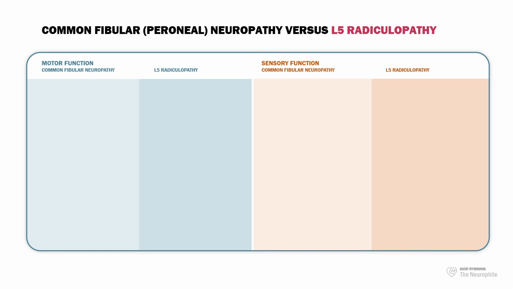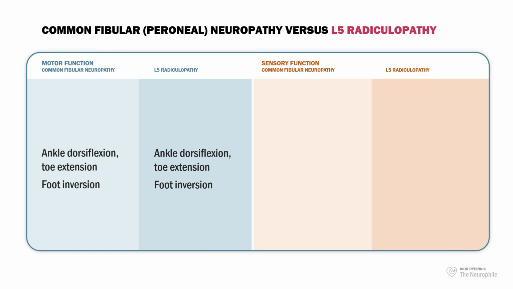The deep branch of the common fibular nerve powers the tibialis anterior, extensor hallucis longus, and extensor digitorum longus, all key players in ankle dorsiflexion, toe extension, and even a bit of foot inversion. So yes, injury to the deep fibular nerve alone can cause a classic foot drop. But don't forget the superficial fibular branch. It handles foot eversion by fibularis muscles in the lateral compartment.